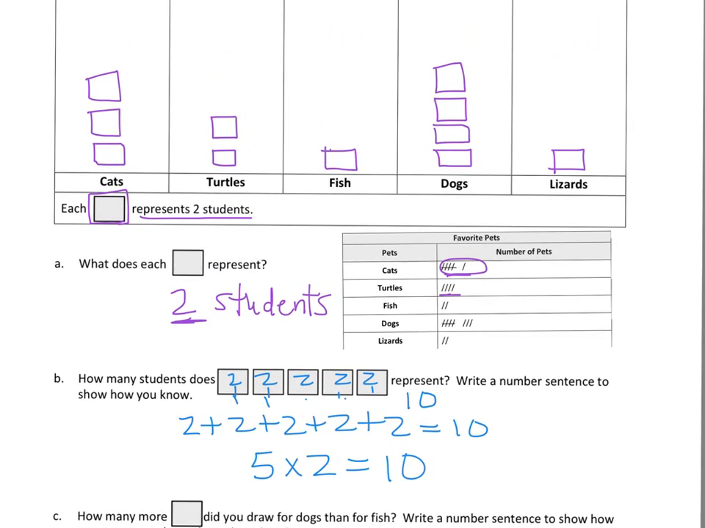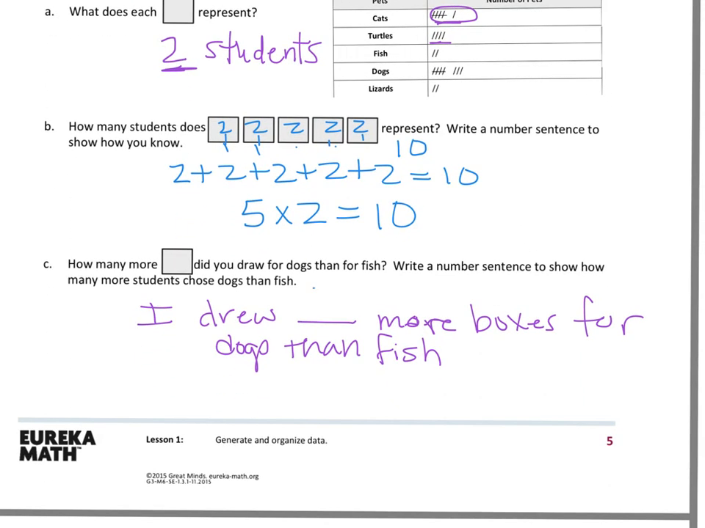And for dogs, I drew 4 boxes. And fish, I drew 1. So how many more did I draw? Well, if these 2 match up, I have 1, 2, 3. Now write a number sentence to show how many more students chose dogs than fish. I know that 8 chose dogs and 2 students chose fish. So we're talking about the students, not the number of boxes this time. And in order to figure that out, I have to subtract to get 6. So I hope this helps, and thanks for watching.